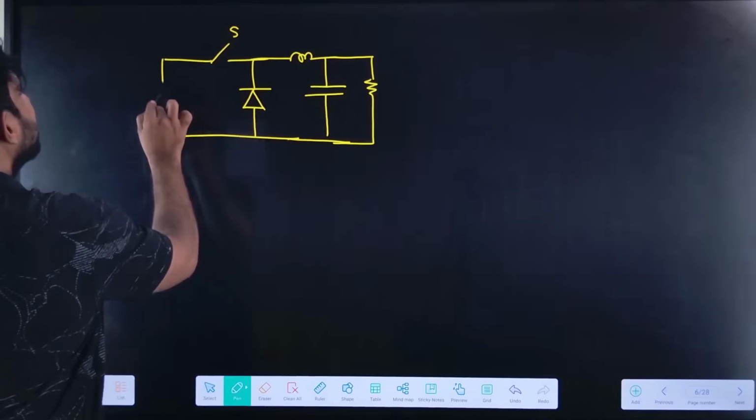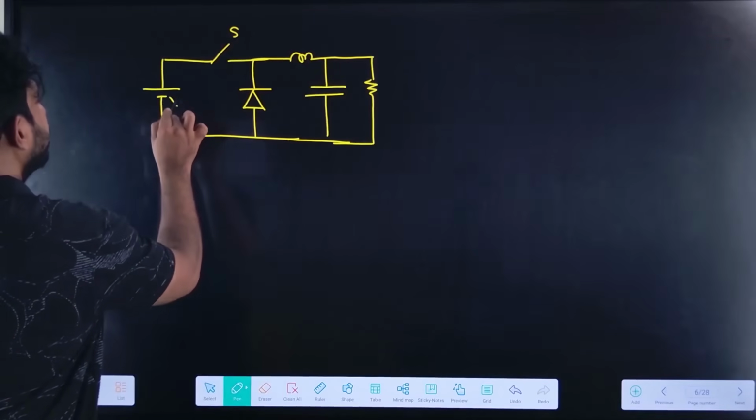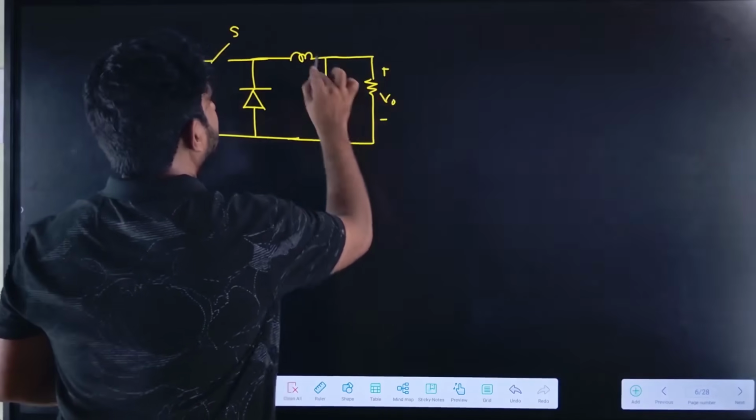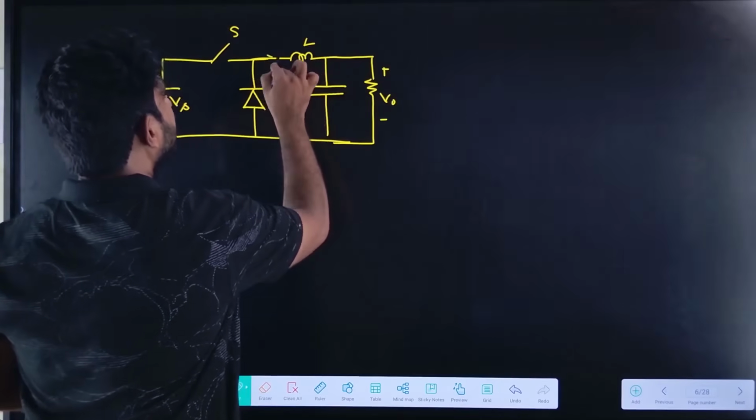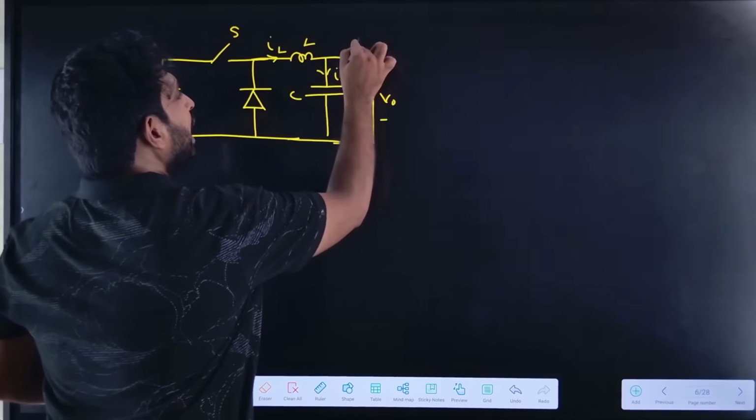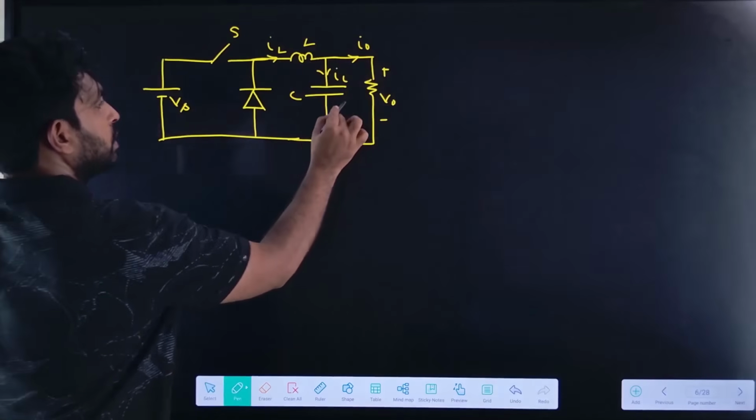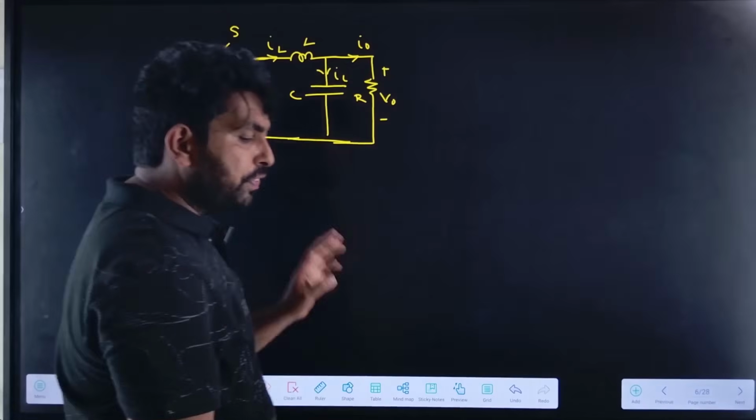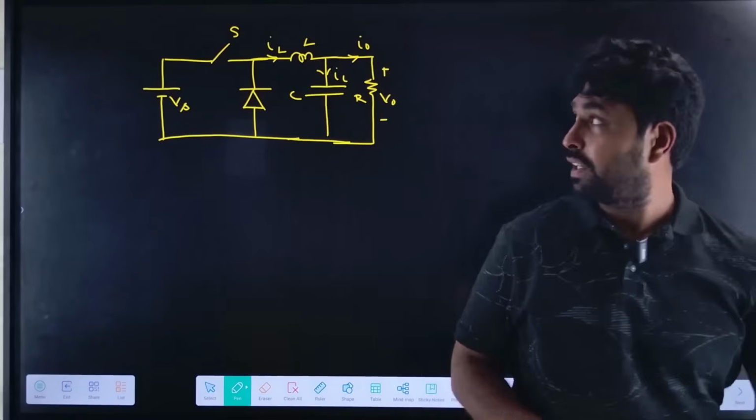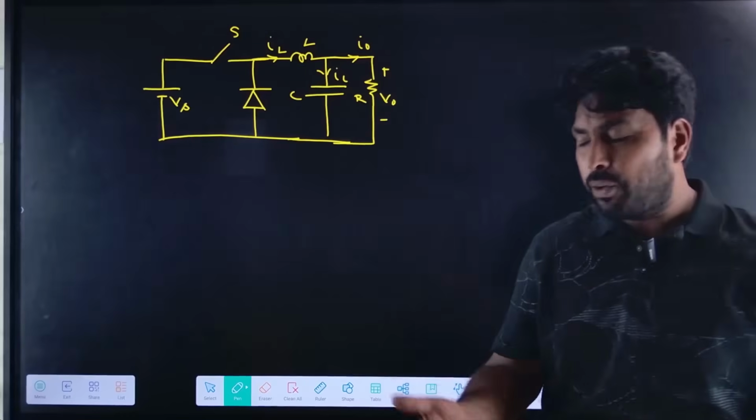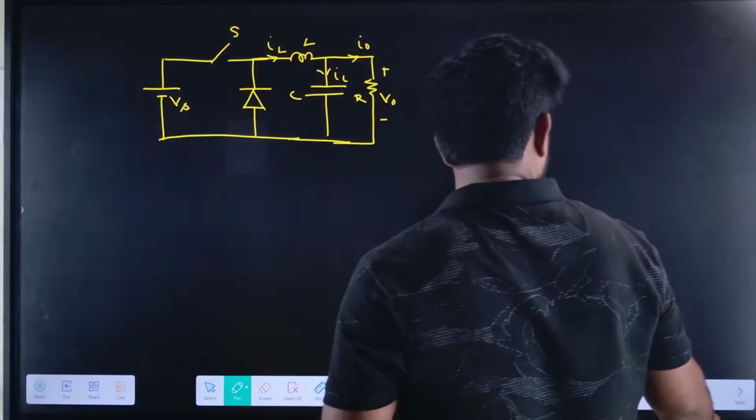So this is the circuit diagram of the buck converter, with IL, IC, I0 and V0. Let it be the resistive load R. This is the circuit diagram of the buck converter, and this switch can be replaced by an IGBT, MOSFET or transistor.